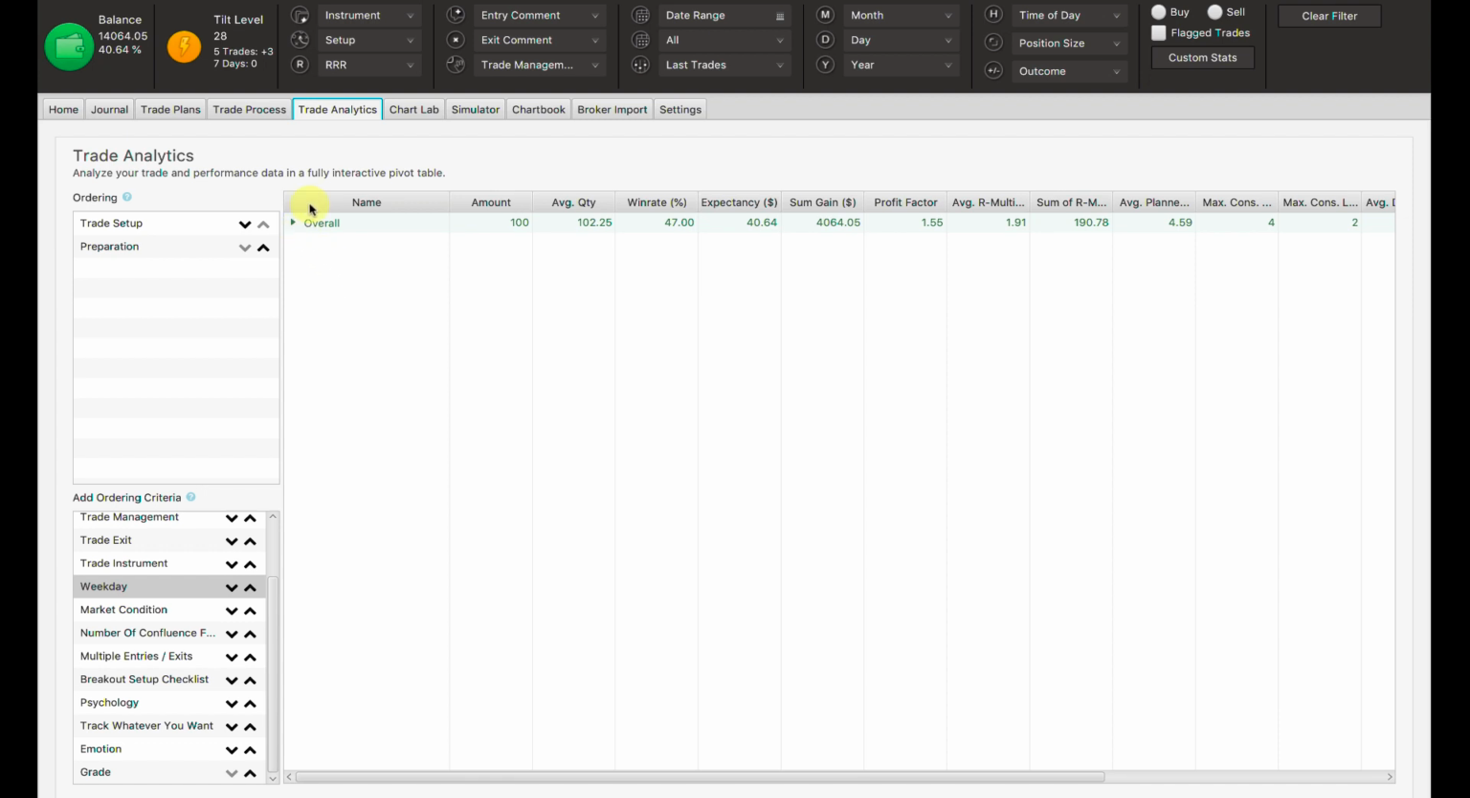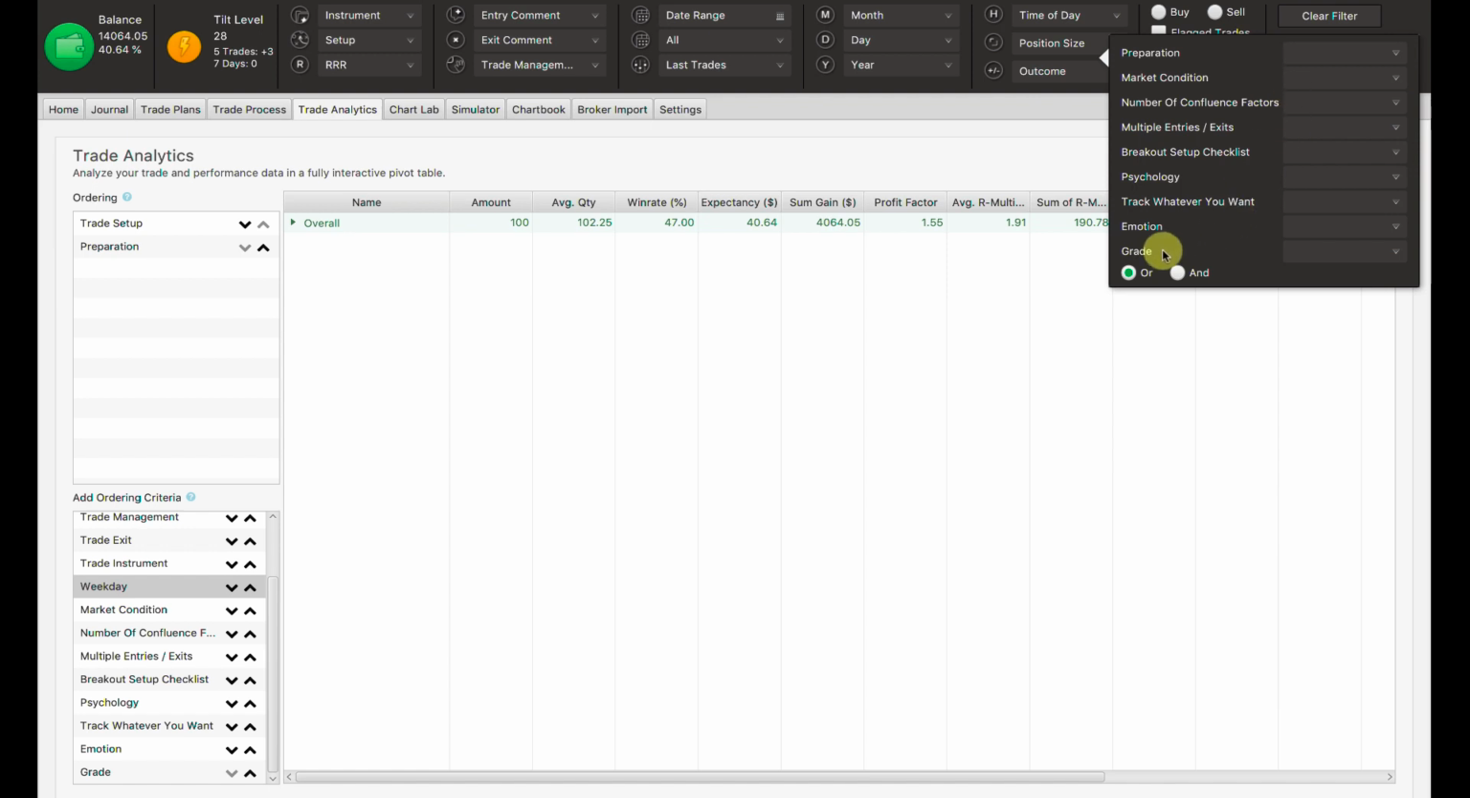With these filters on top, you can filter for days, day of the week, months, years, position size, time of day, outcomes, entry comments, how you entered, how you exited, instruments, risk rewards, and how you managed your trade. Then you can go into the custom stats, which you yourself can create. How did you sleep last night? What is the market condition when you entered? And you can switch between and or for the filter logic.